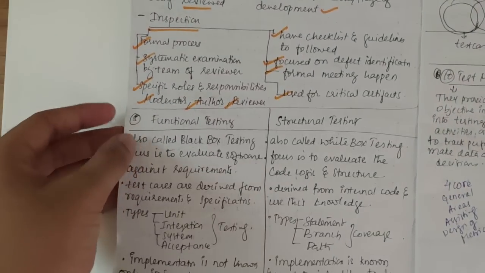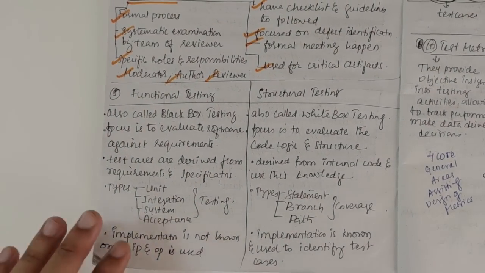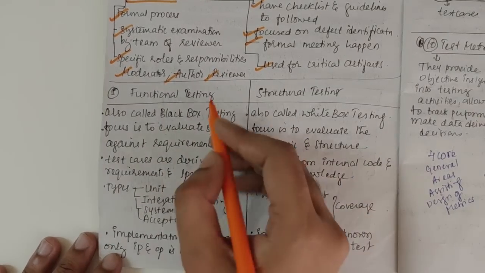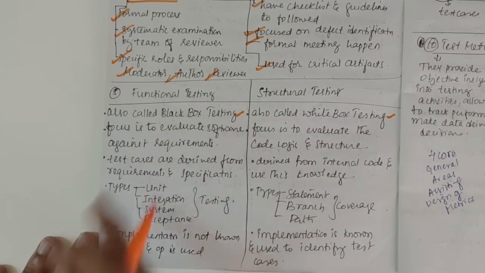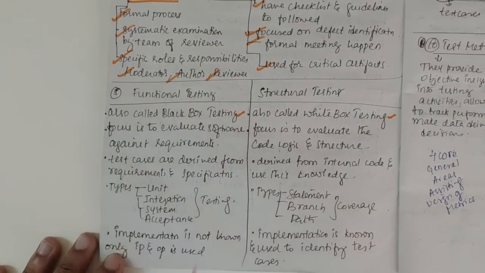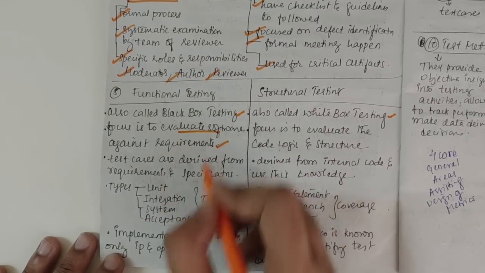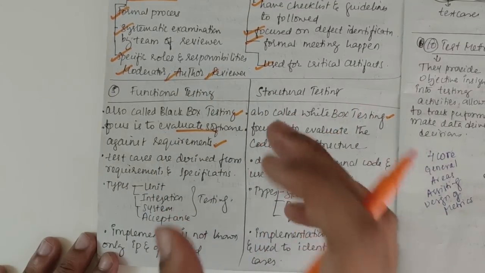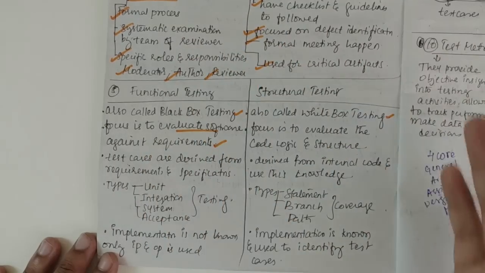Next, moving on, this is the most important topic of the first module, I would say. That is functional testing and structural testing, also called black box testing and white box testing. So starting with functional testing, it is also called black box testing. All the focus is to evaluate the software against the requirements. So here we are not getting into the technicalities of the software. We are just looking at the requirements. Okay, just the input part, output part, that's it.